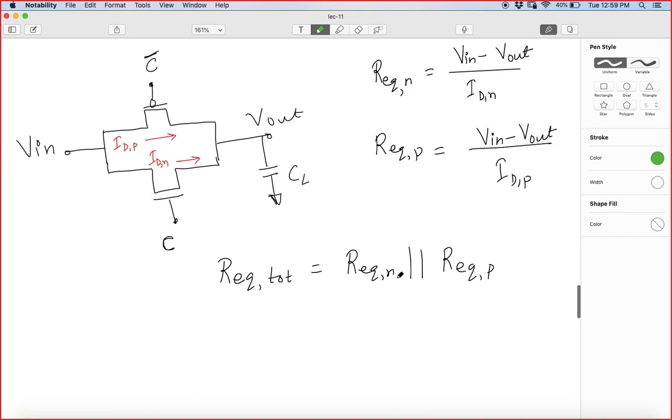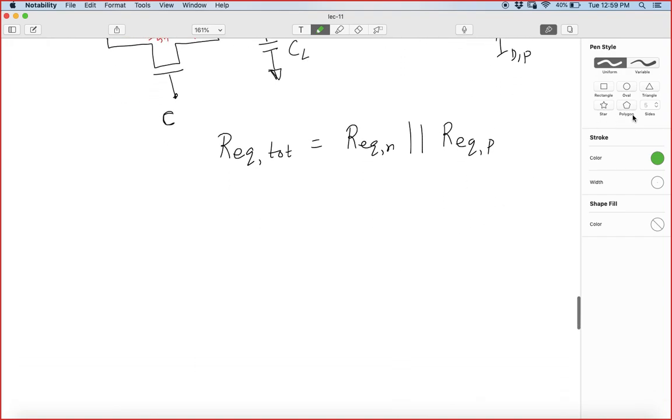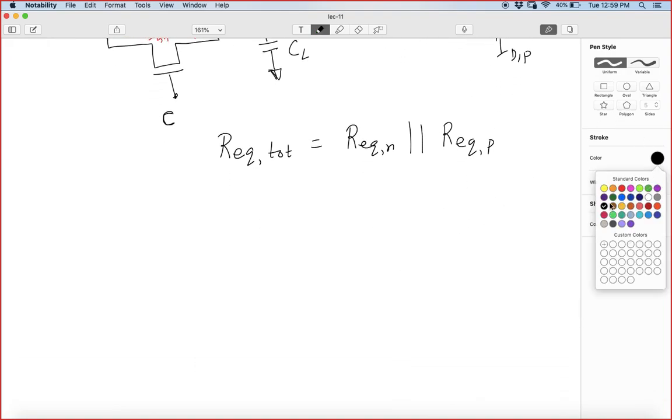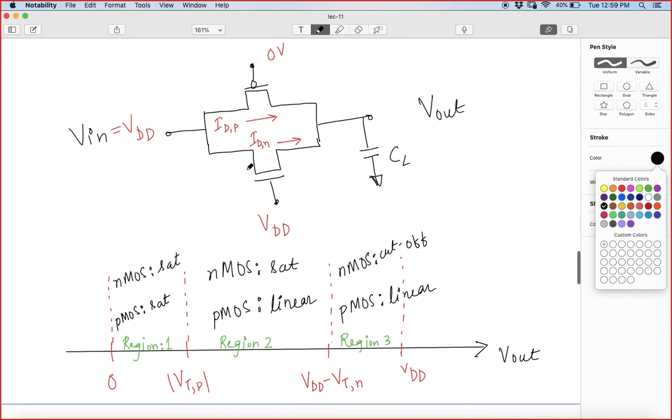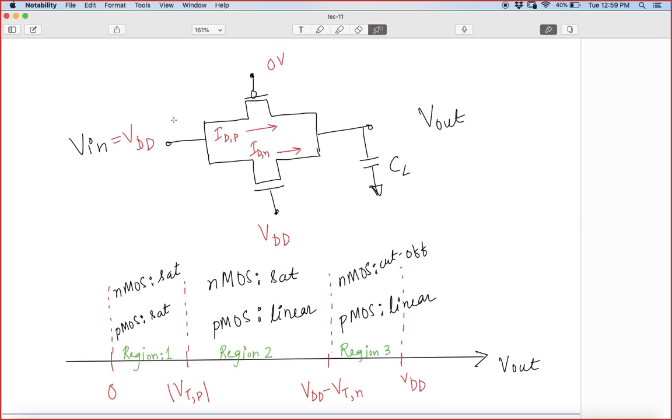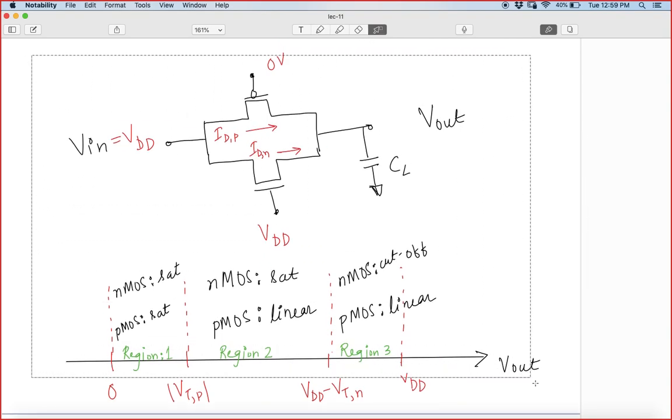Again, let me copy this one so that I don't have to come up and down again and again, right?